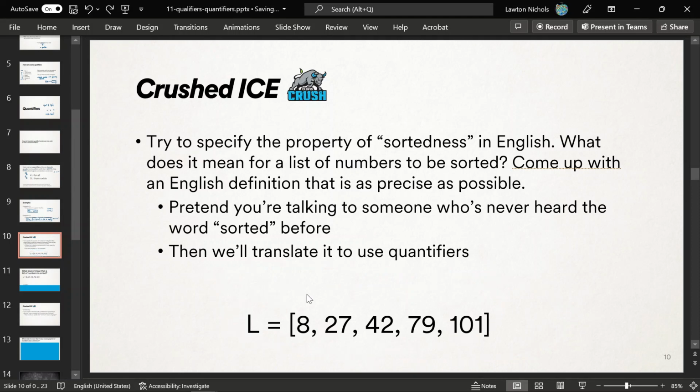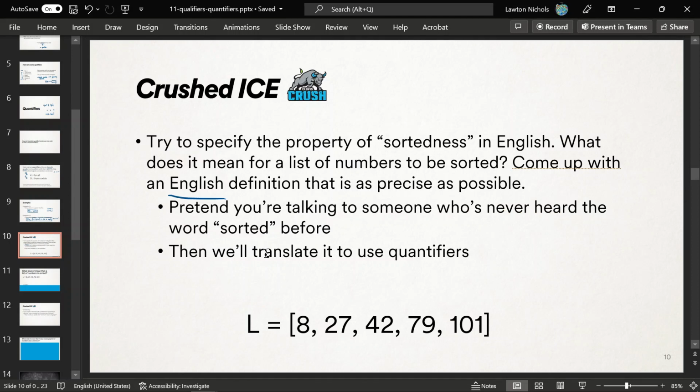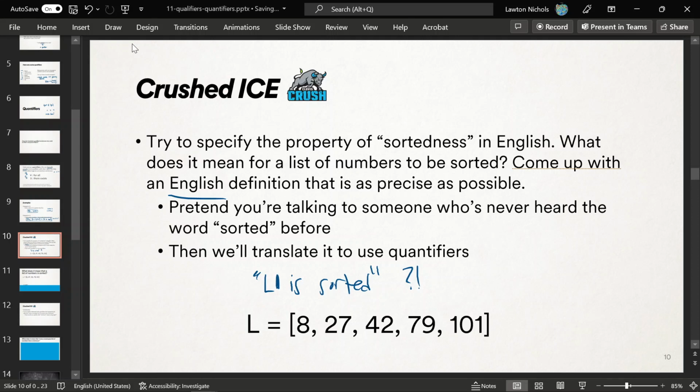What does it mean, right? So think about as a group, come up with a precise English definition, only this time, precise English definition of what it means for something to be sorted. Okay, so pretend you're talking to an alien or somebody who has never heard the word sorted before. And then we're going to translate our English idea into precise mathematics. That means the list is sorted. So yeah, what does it mean? L is sorted. So yeah, take a couple minutes as a group to, in English, come up with what it means for something to be sorted. Then we'll talk about our ideas.